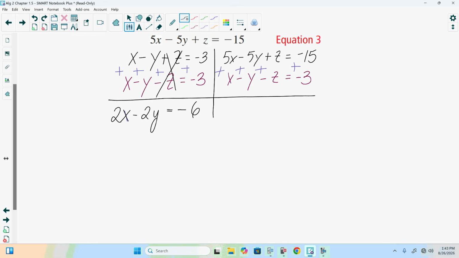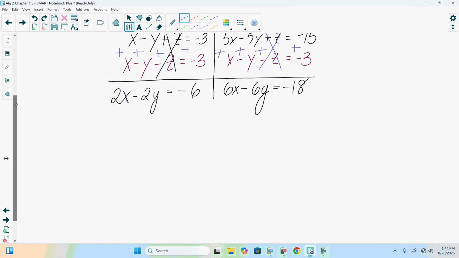5x plus x is 6x. Negative 5y plus negative y is negative 6y. Z plus negative z is 0. Negative 15 plus negative 3 is negative 18. Questions on how we went from 3 equations with 3 variables to 2 equations with 2 variables? We good with this so far?